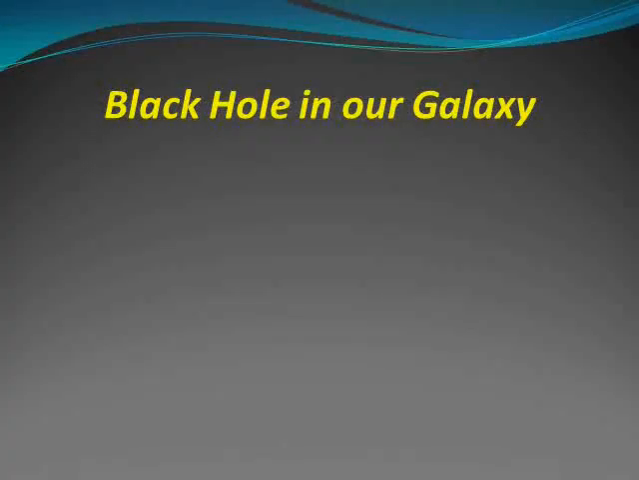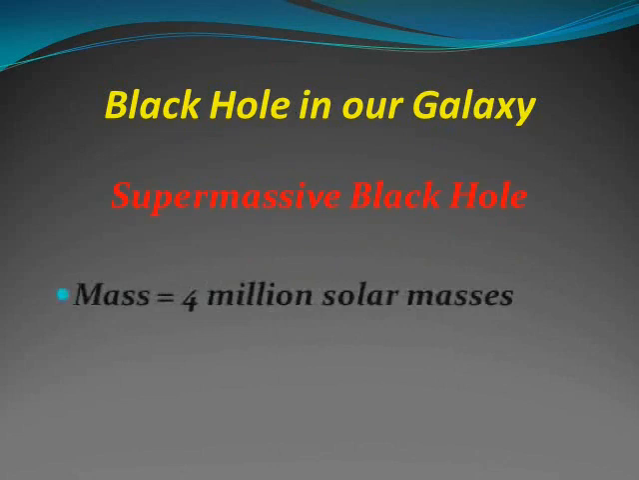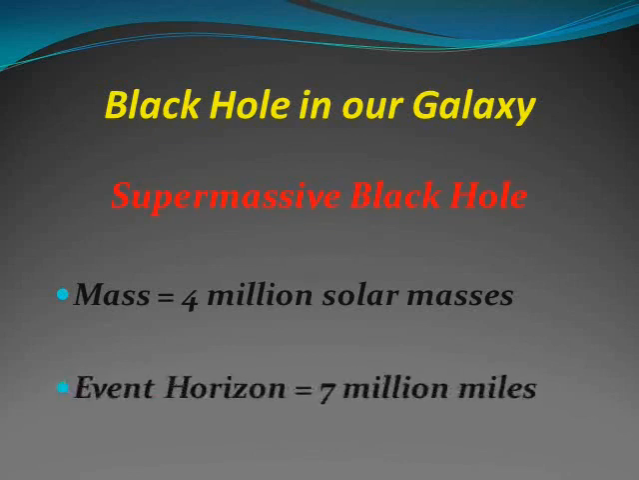There is strong evidence that a supermassive black hole lies at the center of our own Milky Way galaxy. Its mass is estimated to be about 4 million times larger than our own Sun. The size of this black hole is 7 million miles.